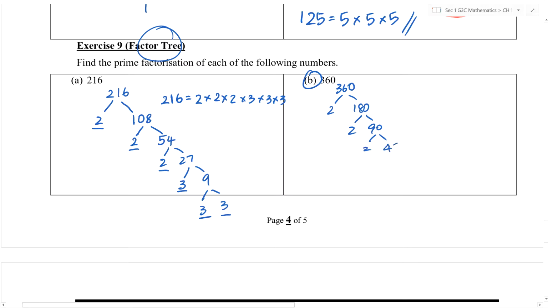360 divided by 2 is 180... 2 and 45, 3 and 15, 3 and 5. Okay, so identify all the prime factors. So our final answer is 360 equals 2 times 2 times 2 times 3 times 3 times 5. Do you have the same answer? If you do, please give yourself a tick. And please take note that this is our final answer.